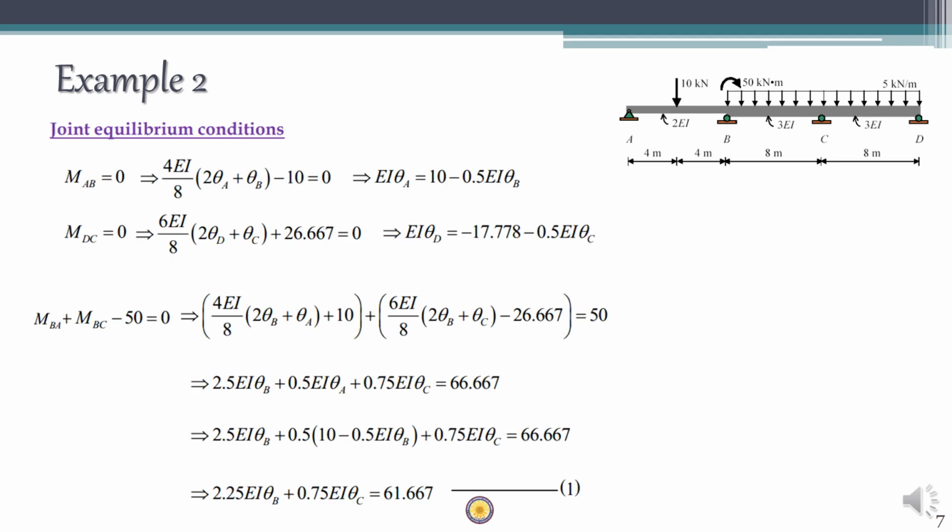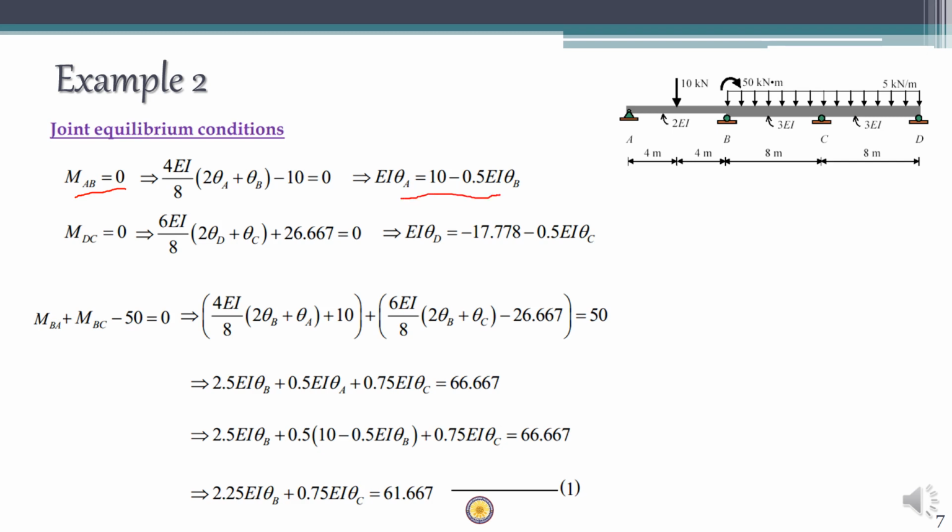Once all the slope equations are obtained, we'll move to write down all the joint equilibrium conditions. The first joint equilibrium condition: this is an outermost simple support, which means that the moment at this point is going to be 0, which means that MAB is going to be 0. From the previous slope deflection equation, MAB is 4EI by 8 into 2 theta A plus theta B minus 10, which means that from here we have a relation between theta A and theta B. So this is obtained.